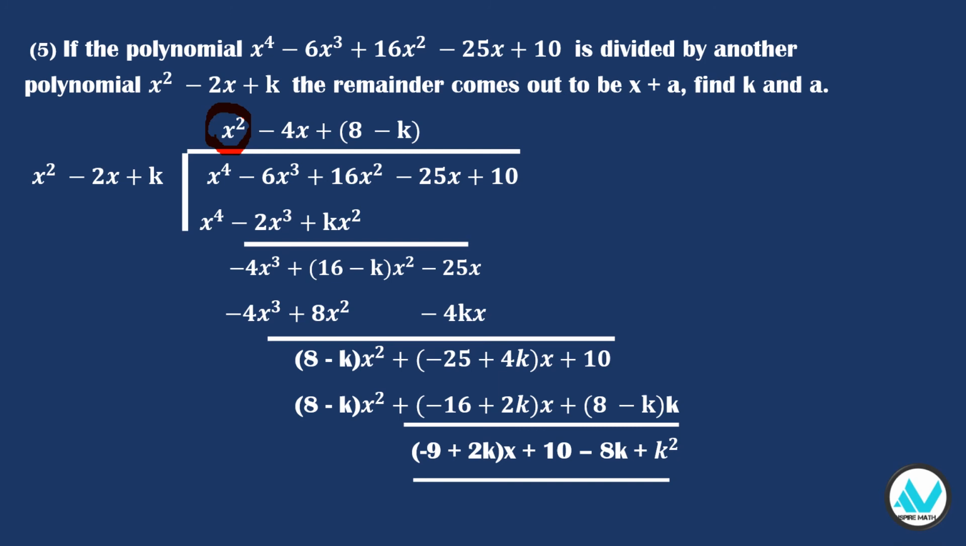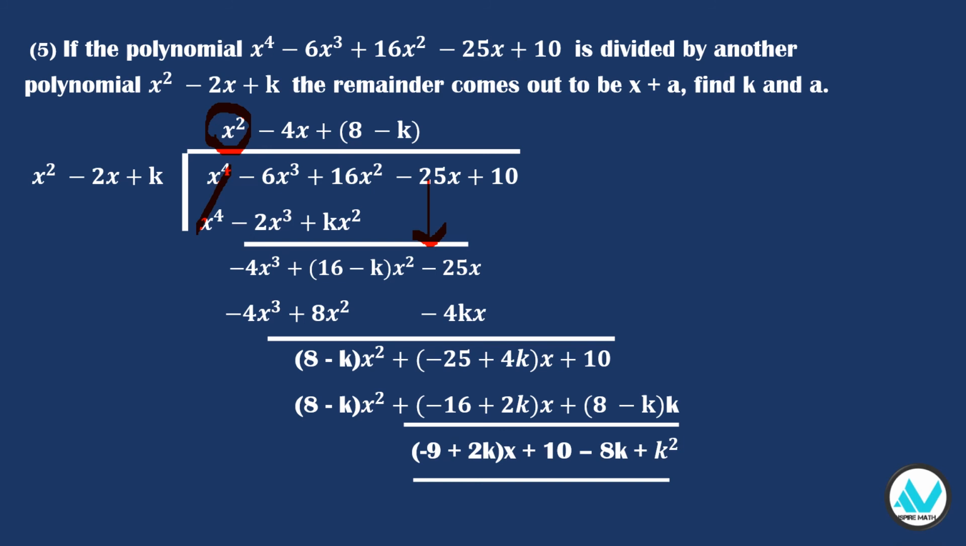Now division is repeated subtraction. So let me subtract. Now minus 6 plus 2 gives me minus 4x cubed. 16 minus k gives me 16 minus kx square. Now let me bring down minus 25x. My next step will be x square into what gives me minus 4x cubed. X square into minus 4x gives me minus 4x cubed. So let me multiply. Minus 4x into x square gives me minus 4x cubed.